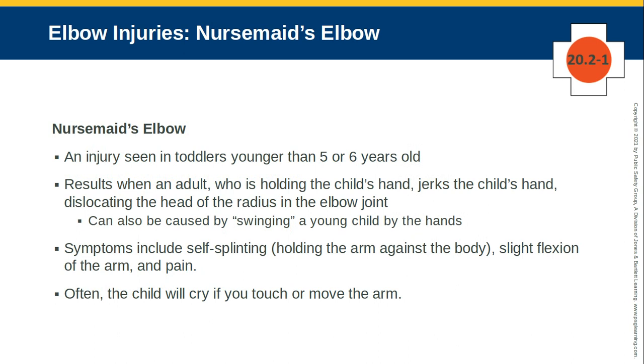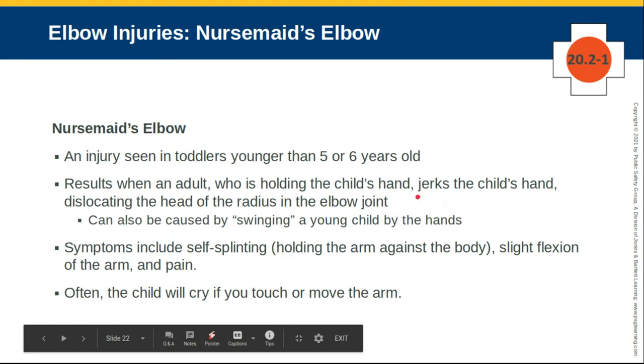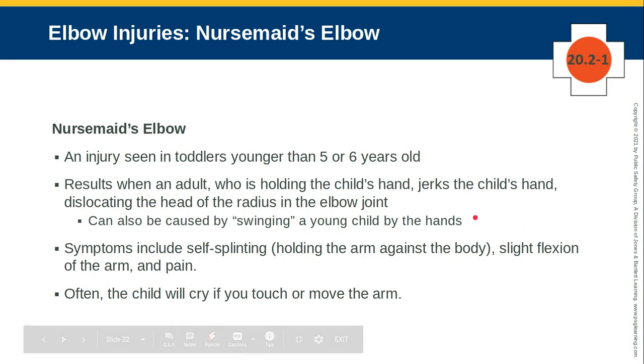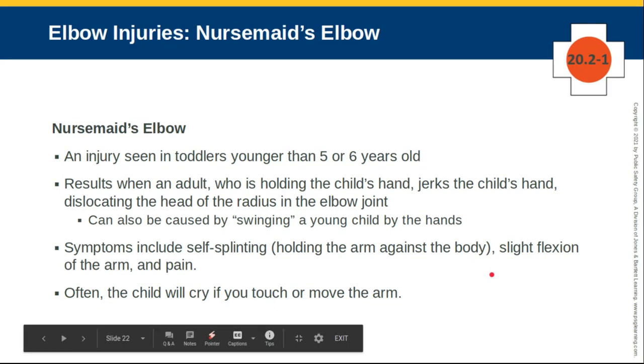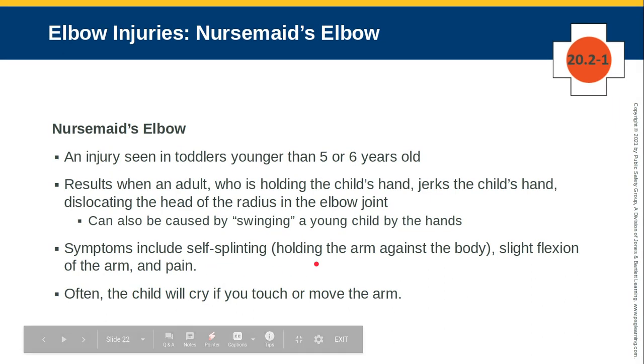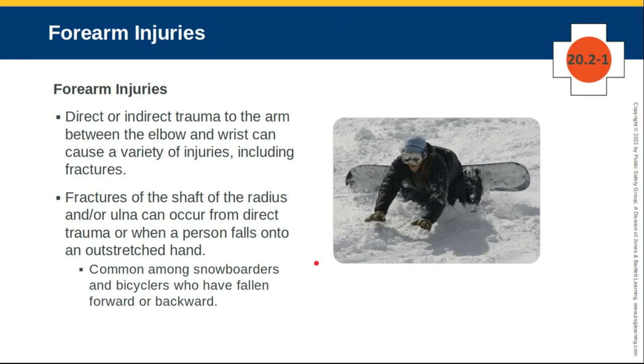Now, a specific type of dislocation that occurs, especially in pediatric patients, is something called nursemaid's elbow. And that happens if a child's hand gets jerked, or, a game that parents often play, swinging a young child by the hands. It's going to be very painful for the child, and you can expect them to be guarding that injury by holding the arm close against the body.